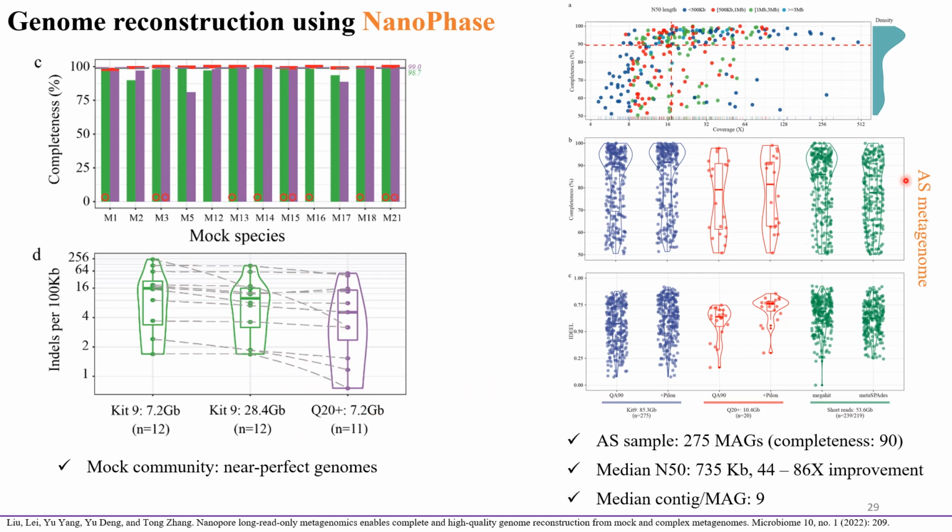For the complex AS metagenome, 275 MAGs were reconstructed, with a median genome completeness of 90%.